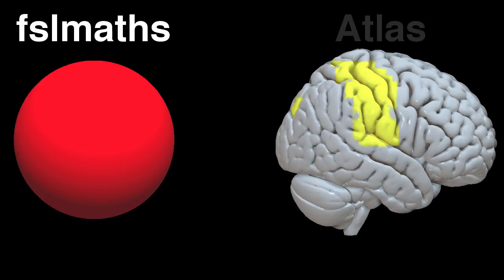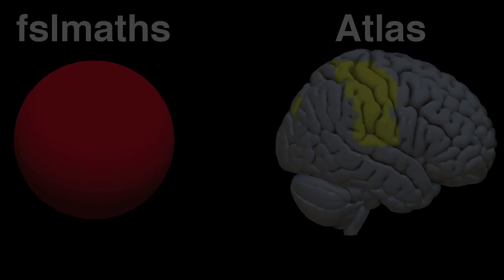One way is to create a spherical mask using the command fslmaths. Another way is to create a mask of the motor cortex using the atlases that come with FSL. Then we will extract data from those masks using Featquery. So if you're ready, let's get started.